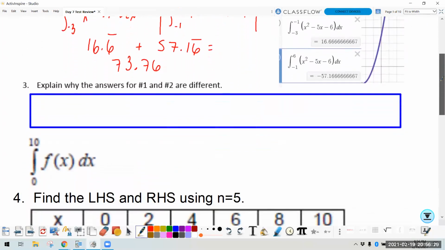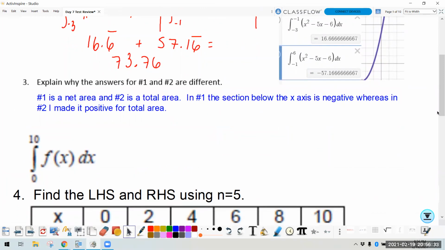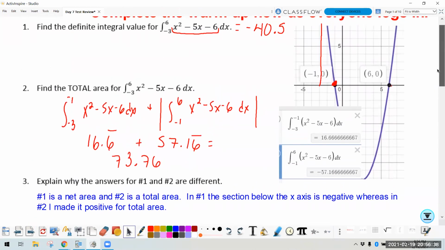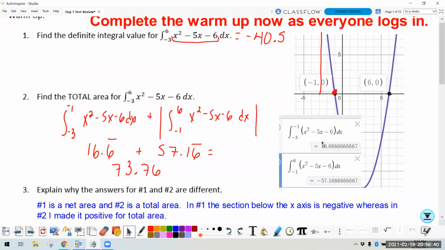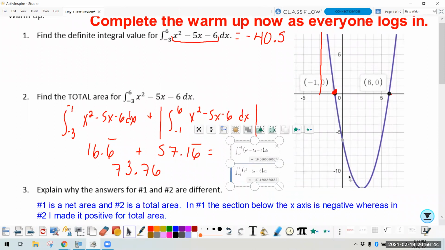So why are they different? Did you say number 1 is a net area? Explain that a little more. It's negative because more of the area is underneath the x-axis than what's above. So the definite integral is a negative result. Number 2 is a total area. So in number 1, the section below the x-axis is negative, whereas in number 2, I made it positive to find total area.